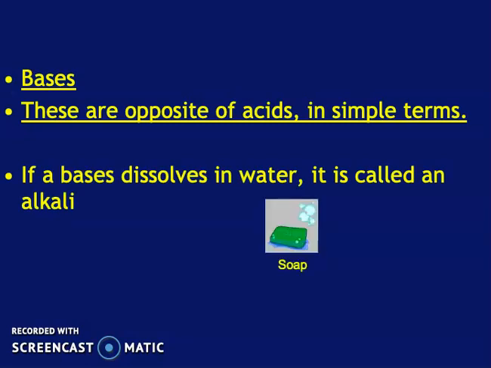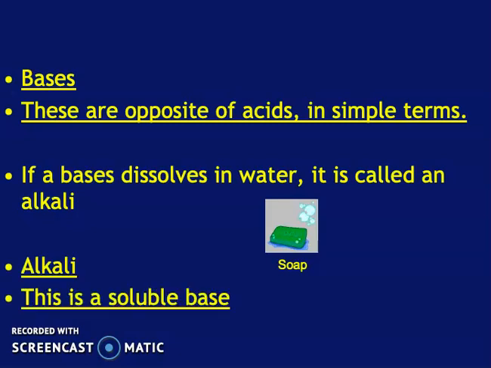Soap. You may have bars of soap at home. Soap is a base. But when you put your soap into water and use it to wash your hands, it suddenly becomes soluble in the water and you get bubbles, and it's then called an alkali. So an alkali is a soluble base. And most of the bases you will have at home that you're going to use today in your little experiment will be alkalis. So an alkali is a soluble base.